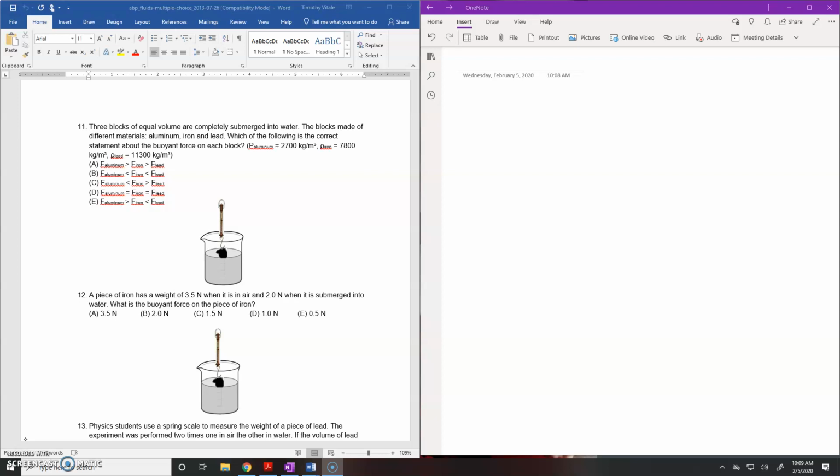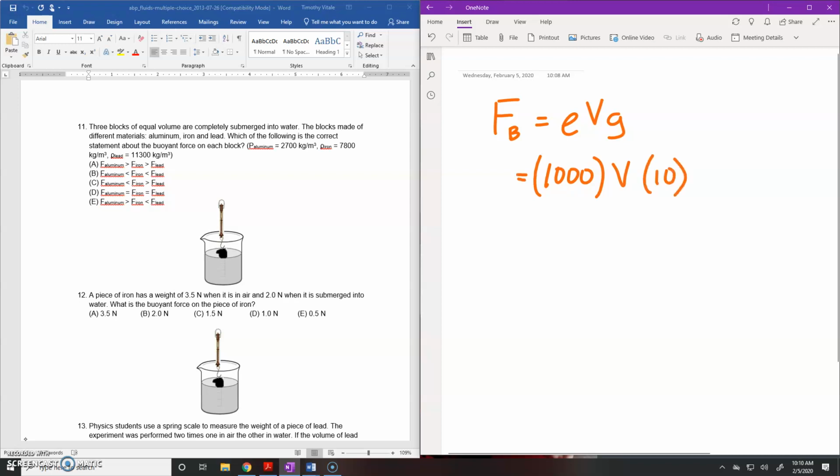So if we're submerging them into water, the buoyant force is always just going to be rho V g, where rho is 1,000, the density of water. They all have the same volume, it says equal volume, so we'll just call it V. If they're all the same V and g is always 10, then the buoyant force is actually constant across the whole thing. So the answer is D for 11.